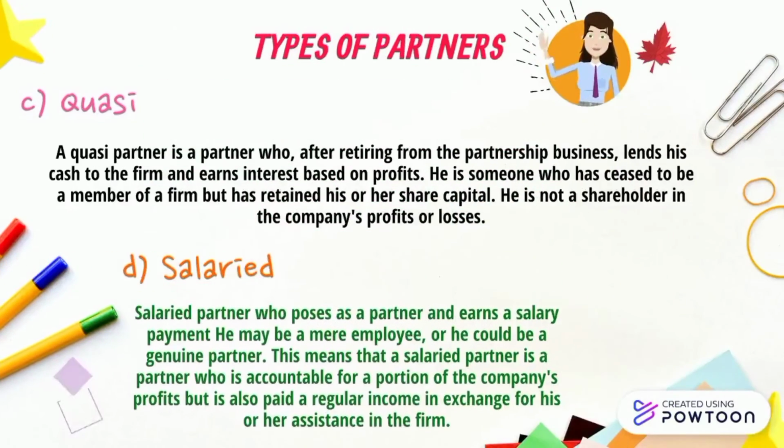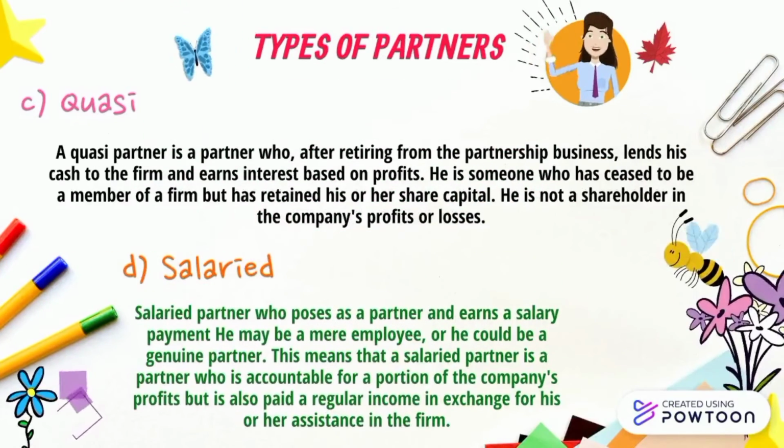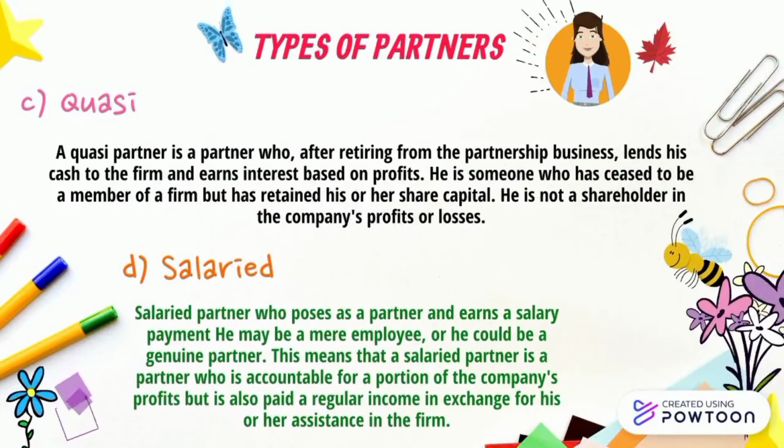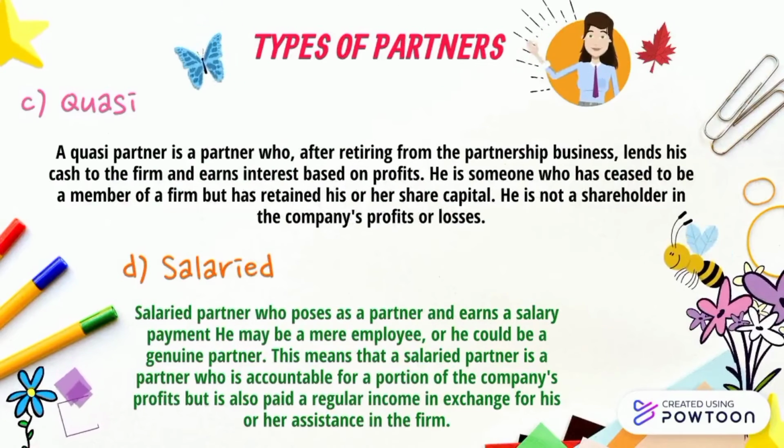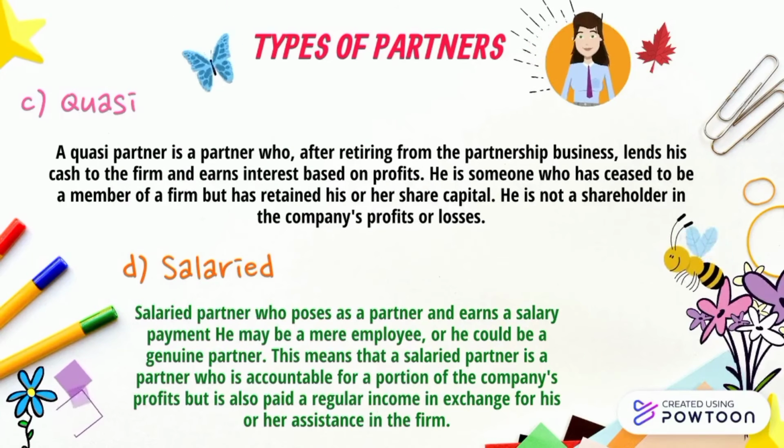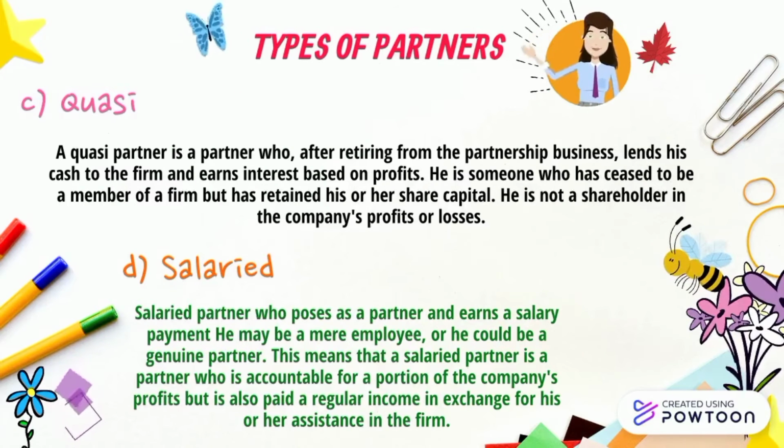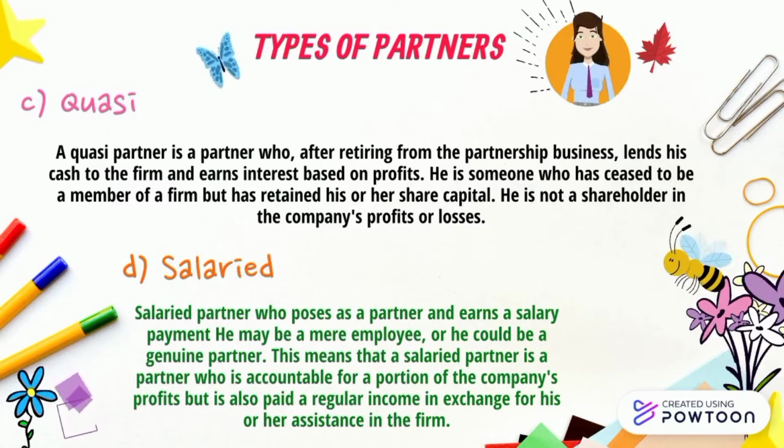The third one is quasi. A quasi partner is a partner who, after retiring from the partnership business, lends his cash to the firm and earns interest based on profits. He is someone who has ceased to be a member of the firm but has retained his or her share capital. He is not a shareholder in the company's profit or losses.